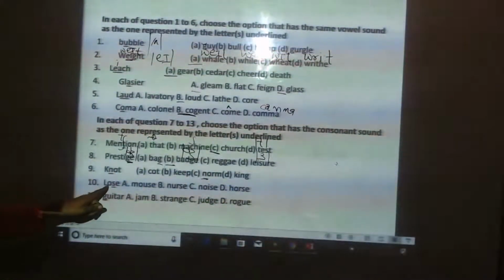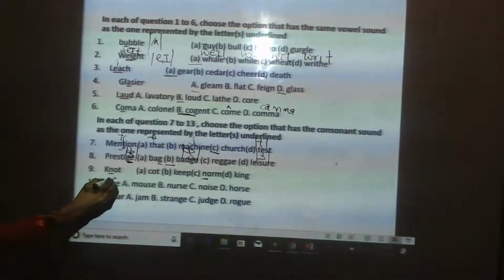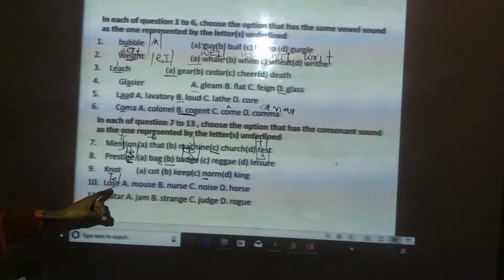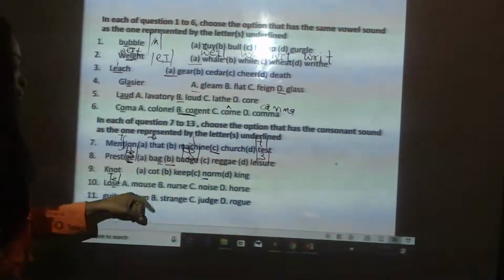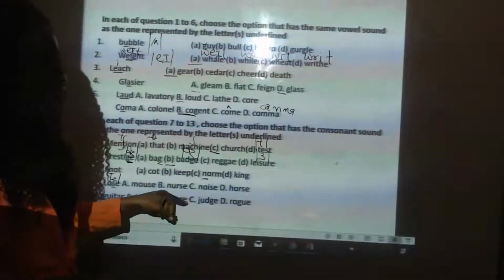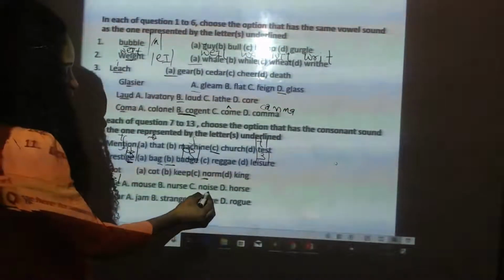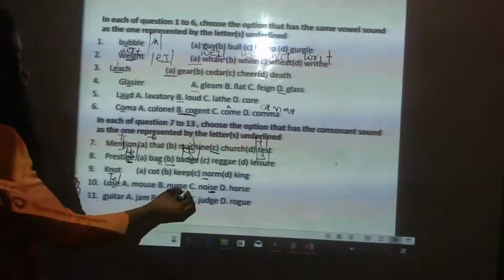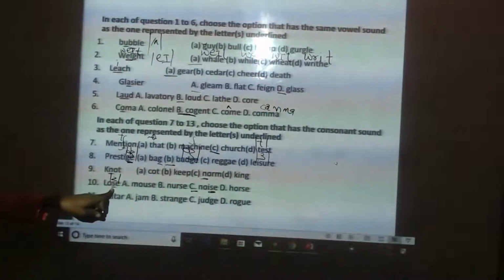Number 10, we have lose. The letter S here is making the sound z, lose. Therefore, let's look for the word that has the same sound with it. A, we have mouse. B, nuts. C, noise. You can see that z is also heard here, and D, horse. Therefore, C is our right answer because it's making the same sound with the S here.